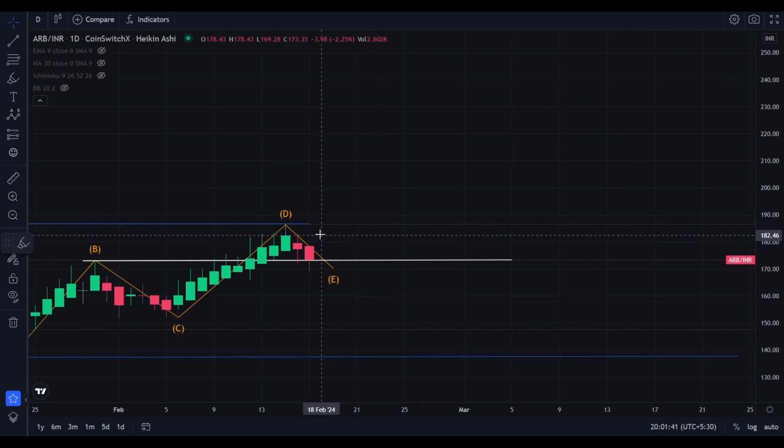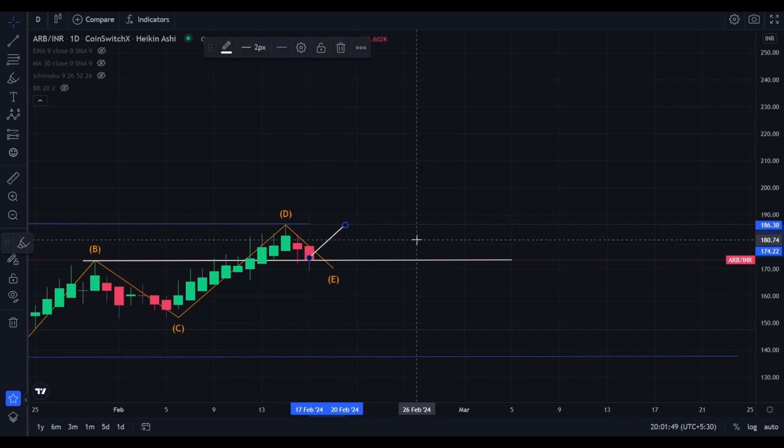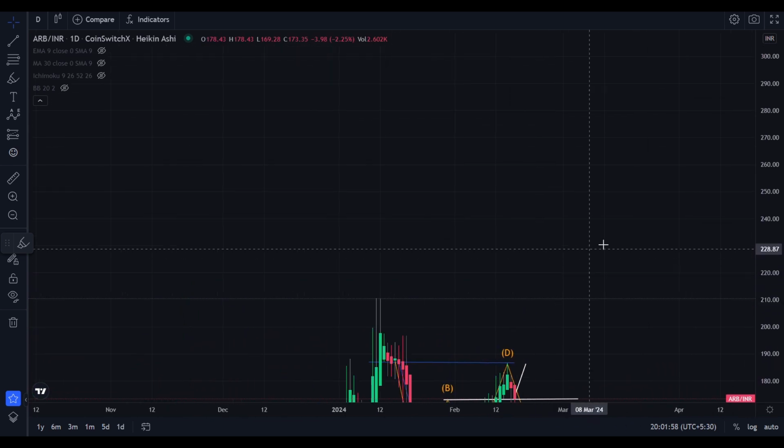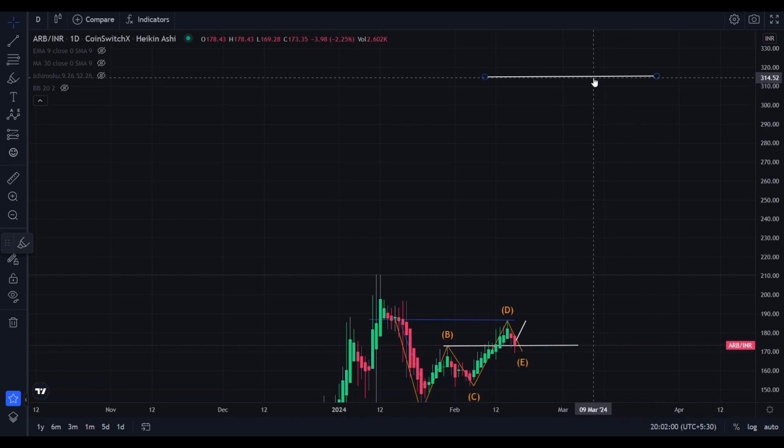How far do you need to wait? If the D point resistance is broken from this point, it is a very strong confirmation that the next run will be a bull run, and it can go up to the white line, which is over here.